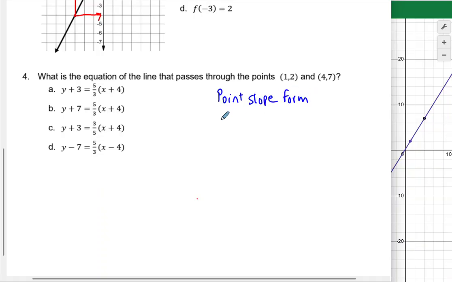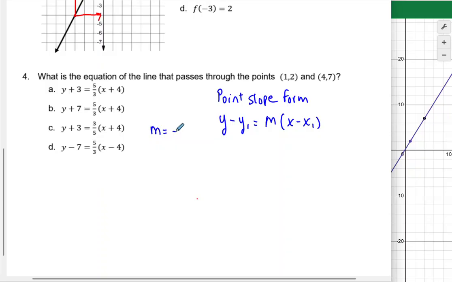which looks like this: y minus the y coordinate of a point, so either this point or this point, equals the slope times x minus x1. That is the x coordinate of the point. Okay, now I have 2 points here. I can choose either one, but I don't know what the slope is. I do know the slope formula. I can use the slope formula to find it.